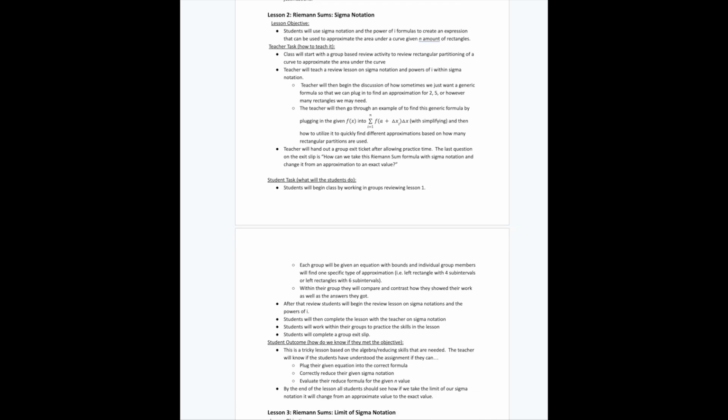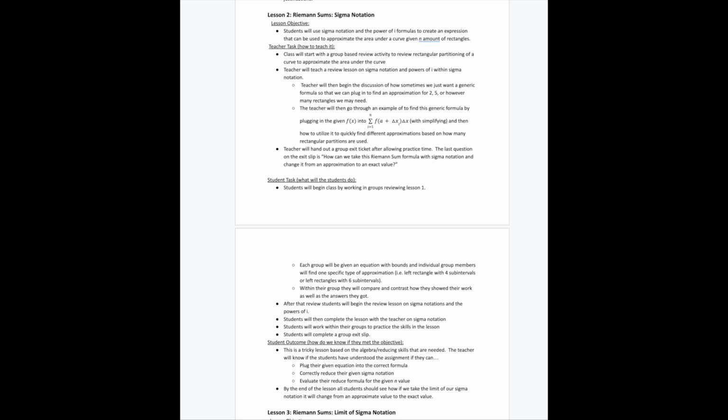Lesson 2, we are still finding approximations. The difference here is we're going to be a little bit more generic. So instead of saying we have 4 rectangles, we're just going to have n rectangles, and we're going to create this nice Riemann sum with sigma notation formula that can be plugged into at the end, so that if you want to find 5 different approximations of the same bounded area, you can just plug it in at the end.